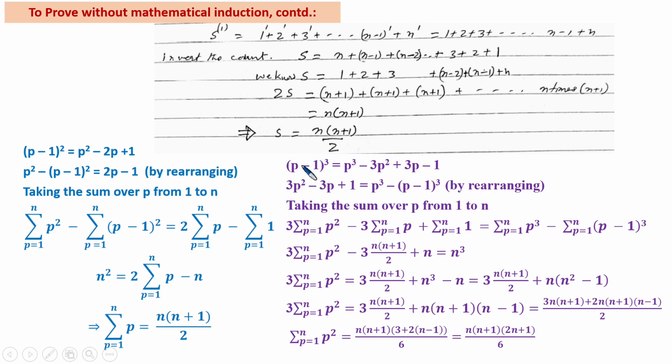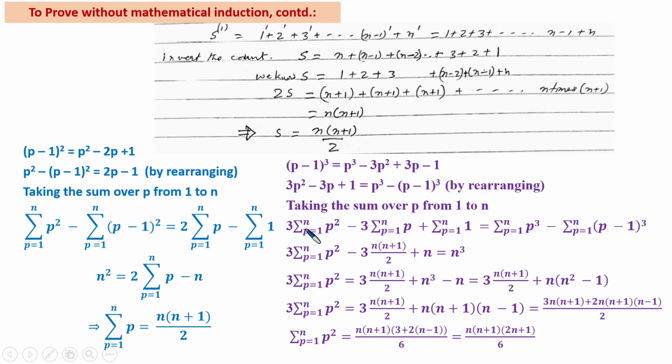So now let us continue with p minus 1 the whole cube. I can expand it like this, which we have done in our lower classes: p cube minus 3p square plus 3p minus 1. This I am sure you should know. So now I rearrange this. I get this p minus 1 the whole cube to the right hand side, so it becomes negative here, and all this quantity I get to the left hand side, so 3p square minus 3p plus 1. Now I will take the summation over p from 1 to n. So I write here 3 summation over p square, then minus 3 summation over p, then summation over 1, then here summation over p cube, and summation over p minus 1 the whole cube.